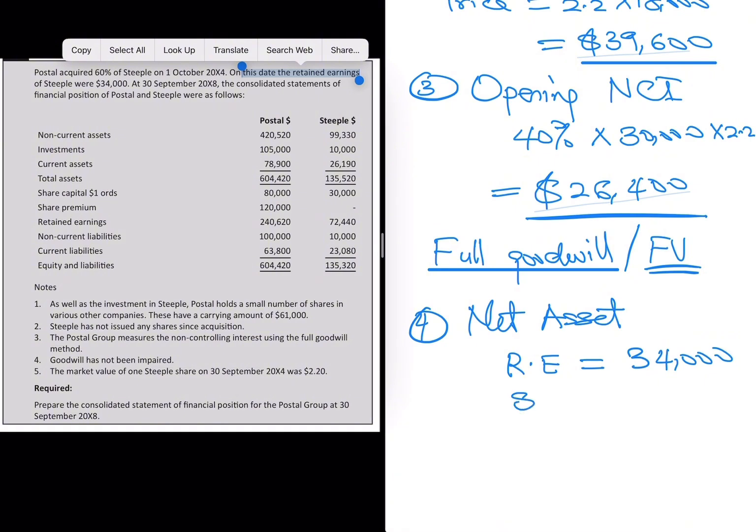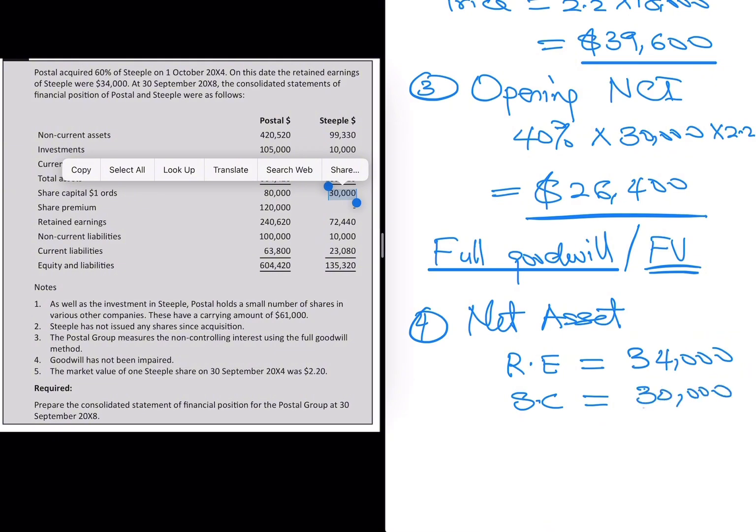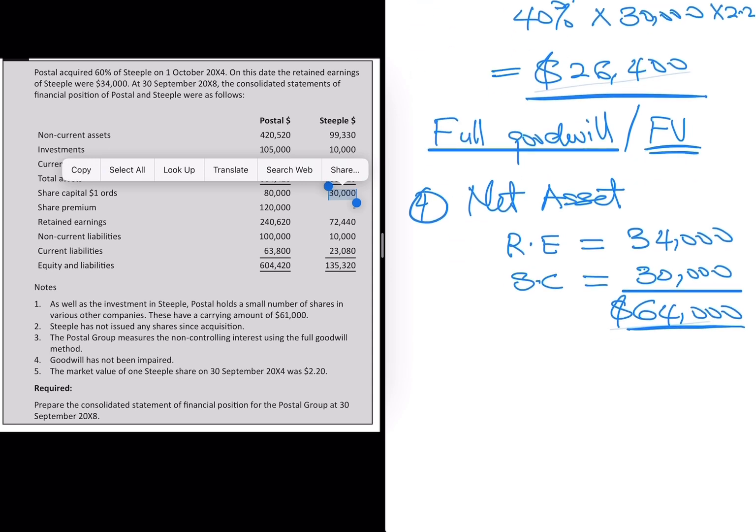And share capital, since they have not issued additional shares, they gave you that information in note 2. It says Staple has not issued any shares since acquisition, which means that this 30,000 remains what he had at acquisition. So that is share capital of 30,000, and which means the net asset at acquisition must have been $64,000. So we have that. Then now we can go to step 5.